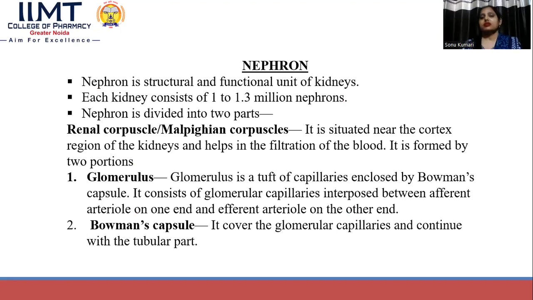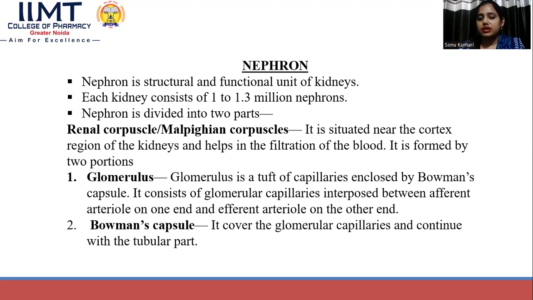Now we will discuss about nephron. Nephron is the structural and functional unit of the kidney. Each kidney consists of approximately 1 to 1.3 million nephrons. Nephron is divided into two parts. First is renal corpuscle, also called Malpighian corpuscle. It is situated near the cortex region of the kidney and helps in the filtration of the blood. It is formed by two portions.